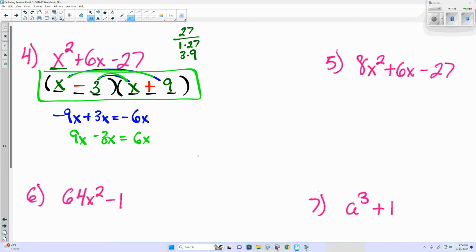8x squared plus 6x minus 27. Well, again, there is no greatest common factor. So I have 2 sets of parentheses with 3 spaces. Since the third term is negative, our signs are opposite. If the third term is positive, the signs are the same and match the sign of the middle term. If the third term is negative, our signs are opposite.